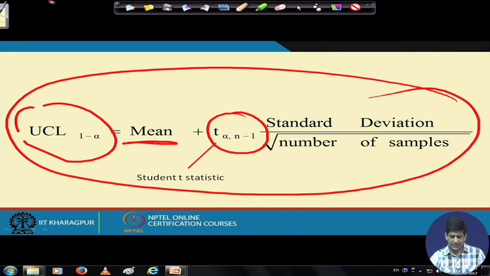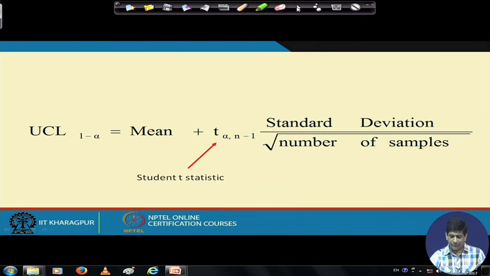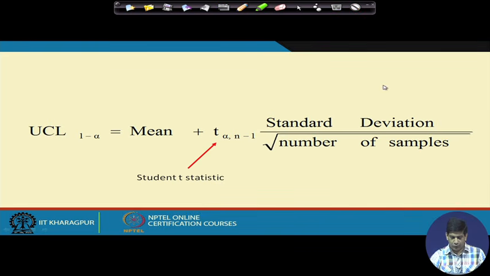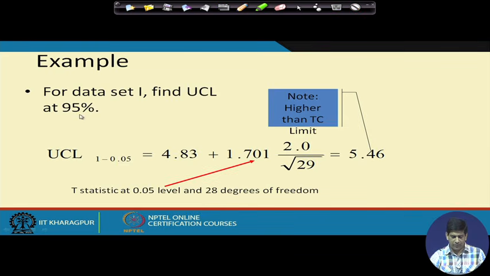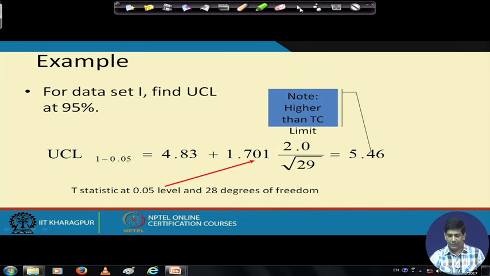If you want to find this UCL for the two data sets that we had, for data set 1 we will find the UCL at 95%. We just plug in the number 4.83, and this is the t value that we got from the t table. We plug in all these numbers, with 29 samples, and we get a value of 5.46. Note that this value is higher than 5 milligrams per liter. So that's the interesting part here.